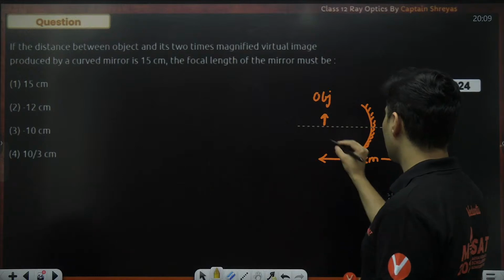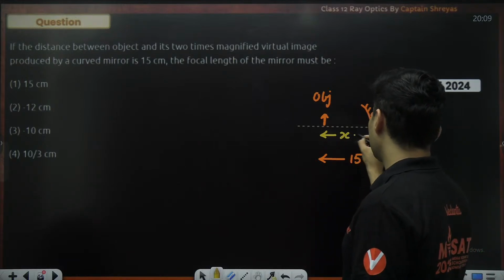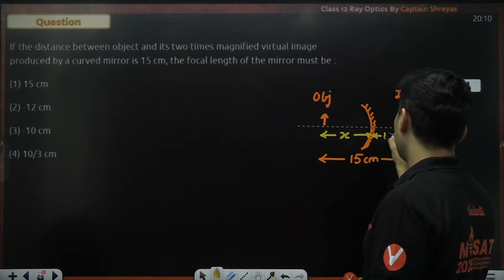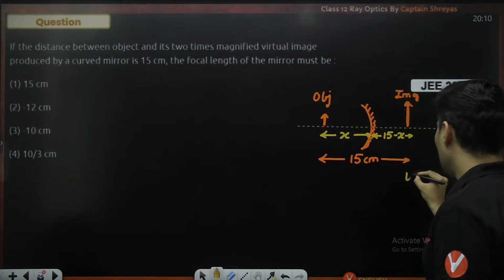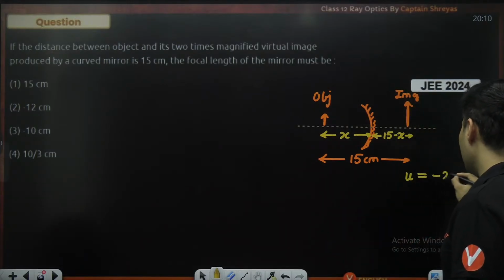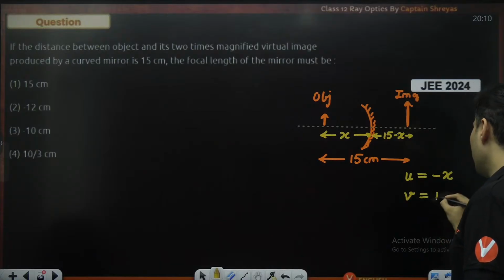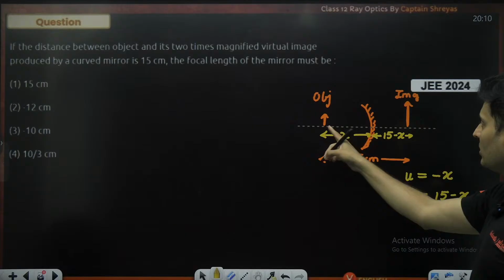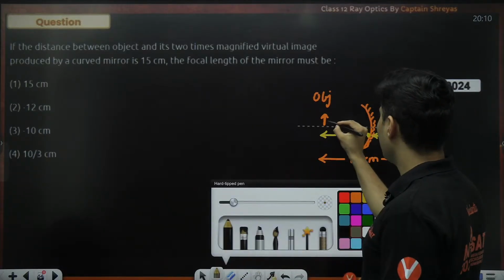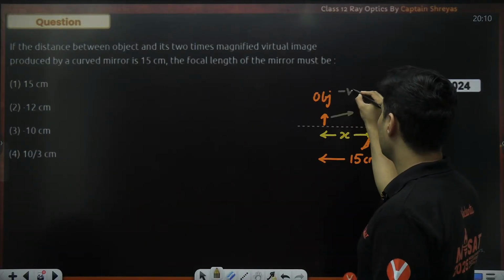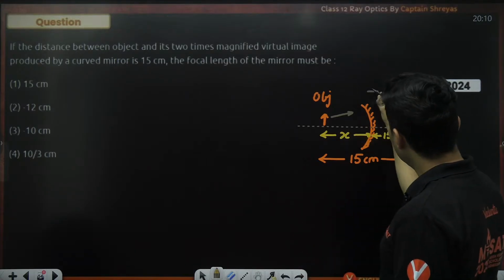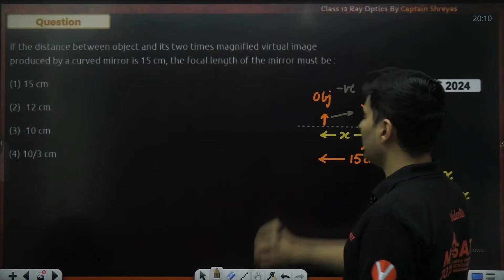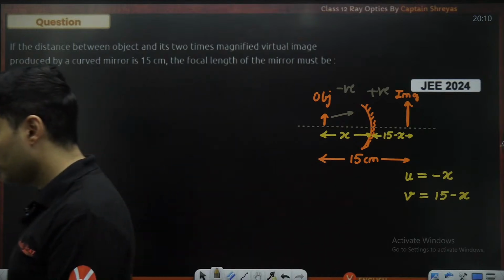So some kind of assumptions will be needed, like this is x. So naturally this is 15 minus x and all of that. So object distance will be minus x, image distance will be 15 minus x. Why is it minus x? Because it is on the negative side. The rays from the object will come like this. So this is negative, this is positive, right? Whichever direction the rays go, that side is positive. So naturally the other side will be negative.